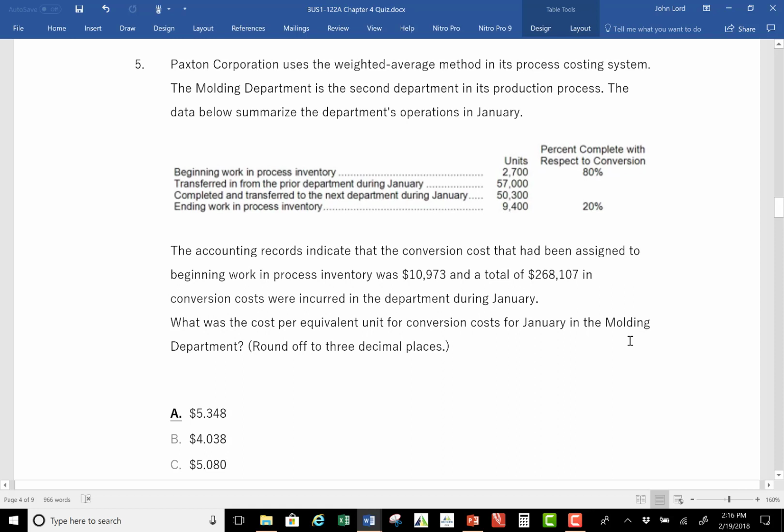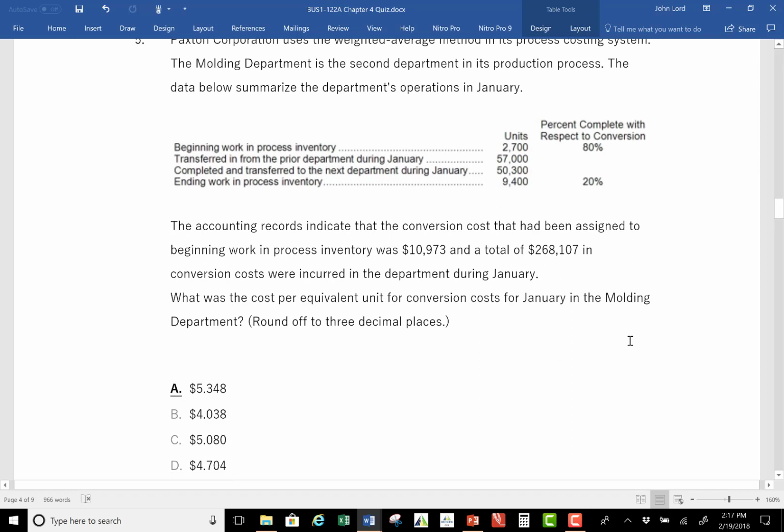Paxton Corporation, we're, of course, going to use weighted average. Molding department is the second department. We didn't do this one? Okay. The accounting records give us some beginning inventory, give us some cost added, and they want us to figure out the equivalent units. So who wants to do the equivalent units for me? Set it up for me.